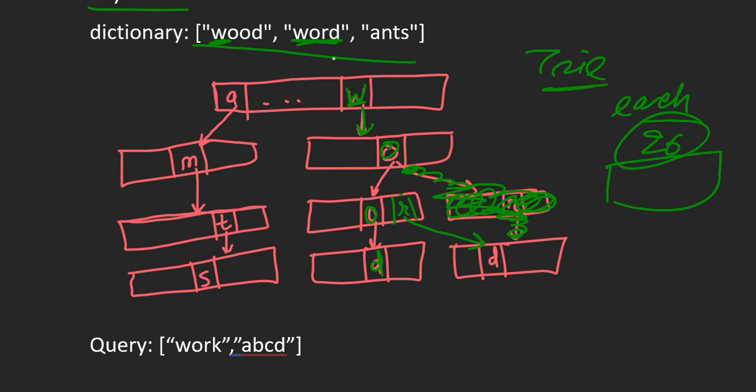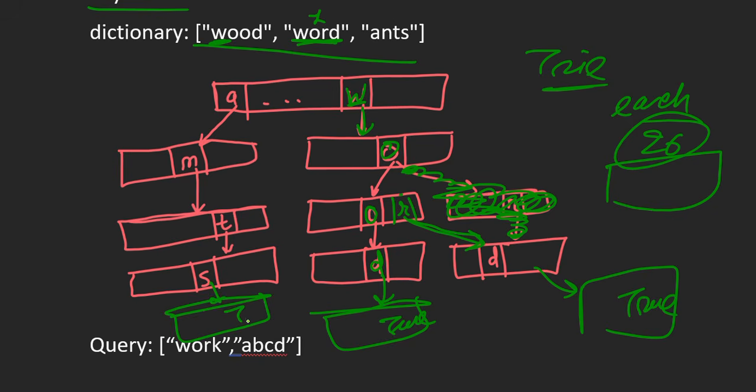Next we have word. We check in the initial node, do we have a W? Yes, W is created already. Then we move to the next position, that is index number 1. We check, is O present? Yes, O is present. Then we go to this node and check, is R present? No. Then we store R and make a new node for the R. Then we store D, and after this node we store true because the word has finished. Here we stored true again, that is the word has finished. And similarly we store ants, and here we stored true.